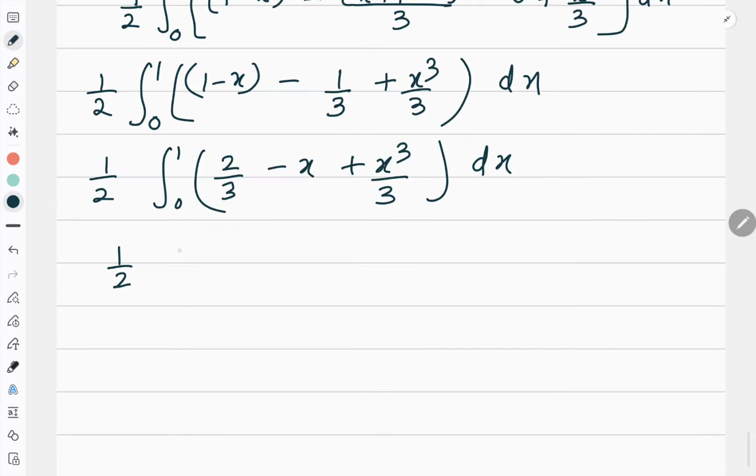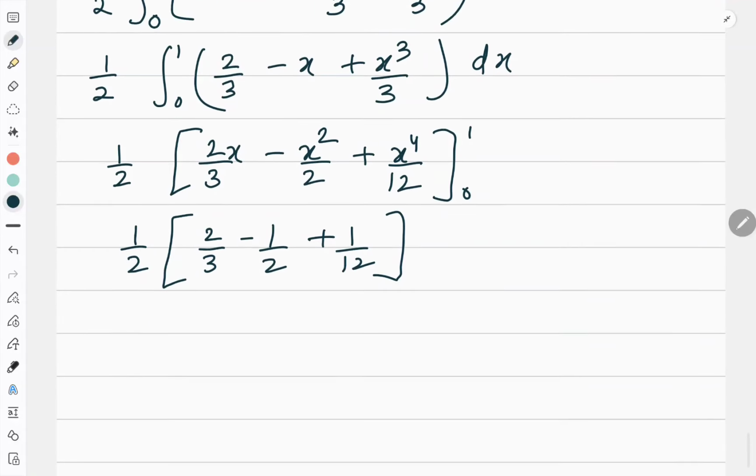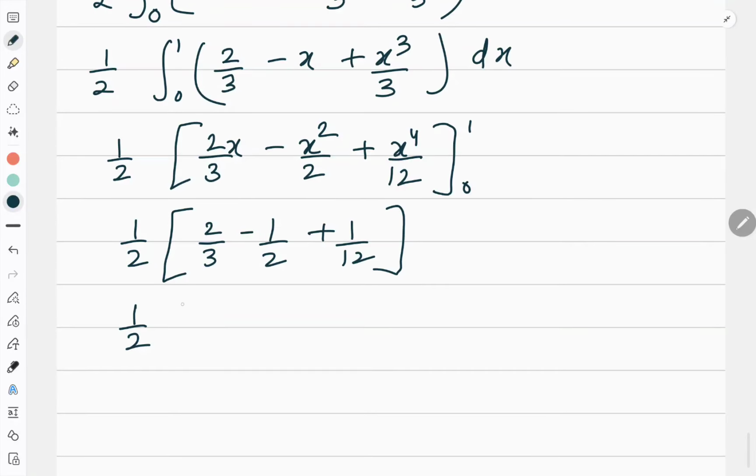So 1 by 2. So it is 2 by 3x minus x square by 2 plus x to the power 4 by 12. Limit 0 to 1. So 1 by 2, 2 by 3 minus 1 by 2 plus 1 by 12. Right? So 1 by 2.